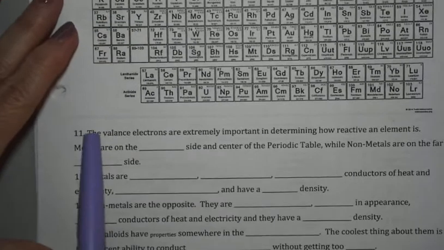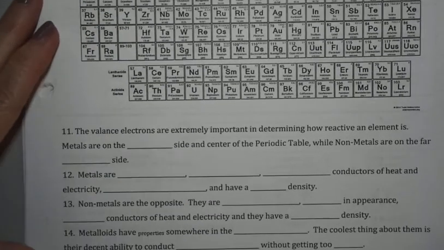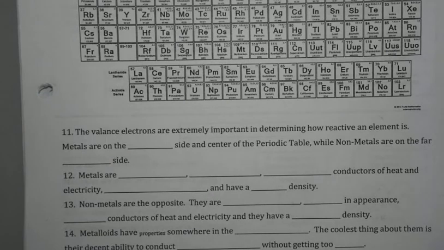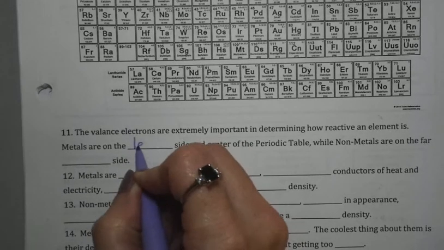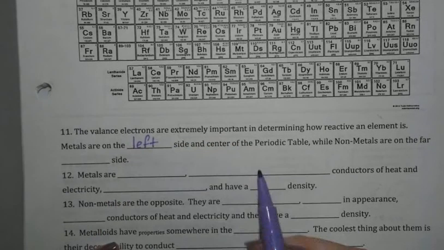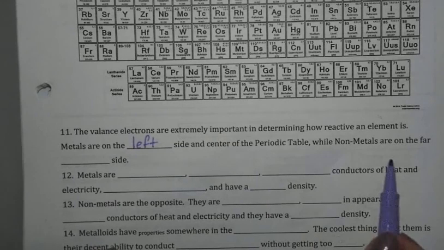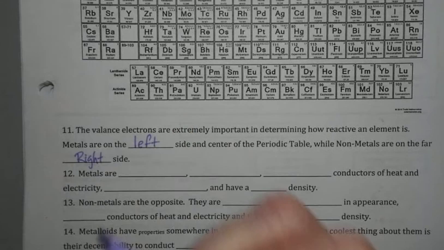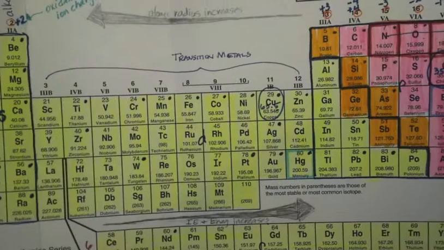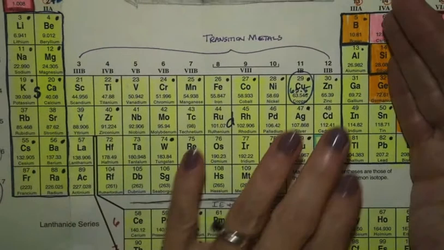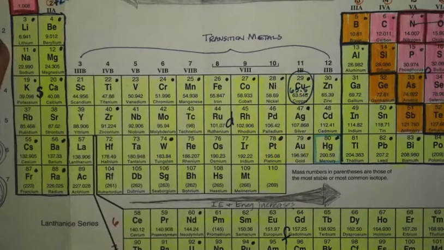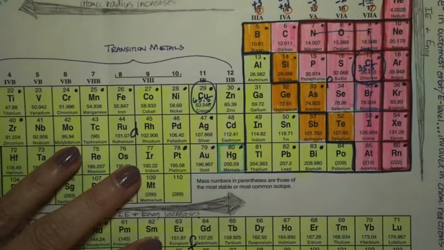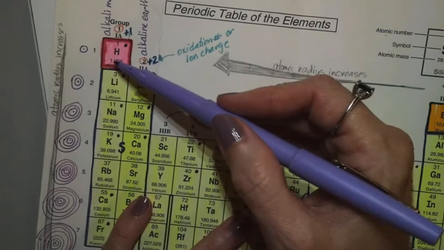Down here right below the periodic table, number 11: the valence electrons are extremely important in determining how reactive an element is. Metals are on the left side and center of the periodic table, while the non-metals are on the far right-hand side. If you've colored your periodic table, which you should have, the vast majority of things on the periodic table are metals. These guys right here are non-metals, and then little hydrogen is a little freak over here. It's on the wrong side, but it's a non-metal too.